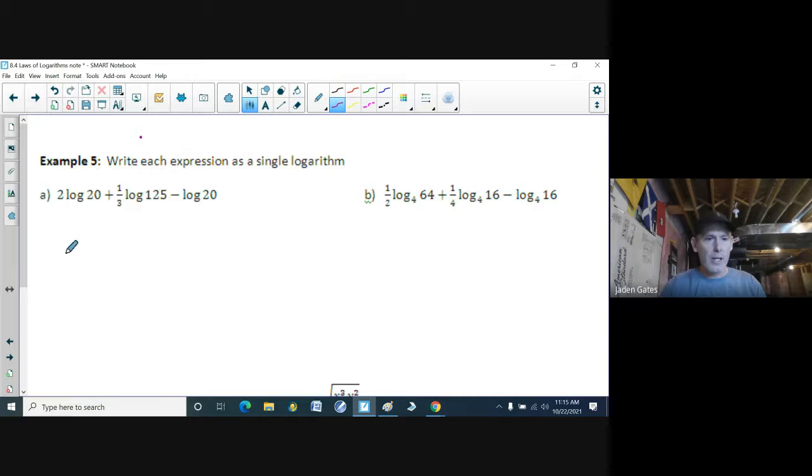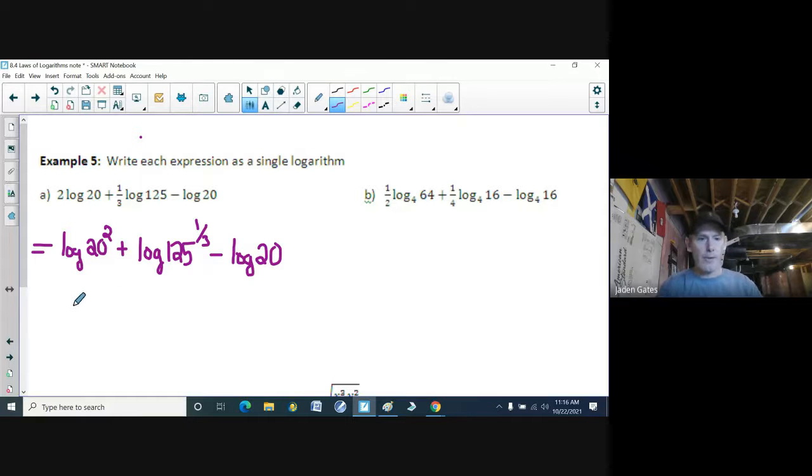So I could rewrite this using our log rules going the other way that we did this morning. Instead of writing 2 log 20, I'm going to write log of 20 and move the exponent back up on the 20. Plus, I'll do the same thing for the second part: log of 125 with the exponent of 1/3. And then I don't have to worry about the third one, so it's just minus log of 20.